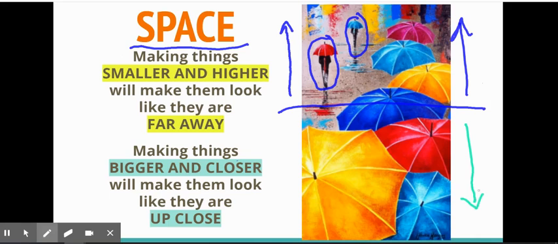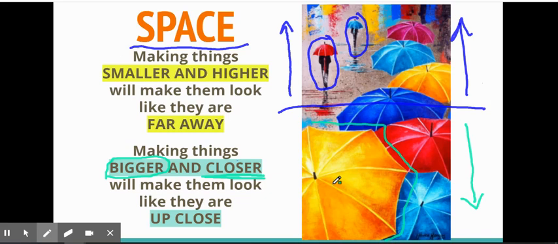Now, the bottom portion has all these really big umbrellas, doesn't it? So, with these big umbrellas, do we see how zoomed in we are to those umbrellas? They are really close to our face, aren't they? And we know that they're close to our face because they made them bigger and put them all the way up close at the very bottom of our artwork. Capiche?